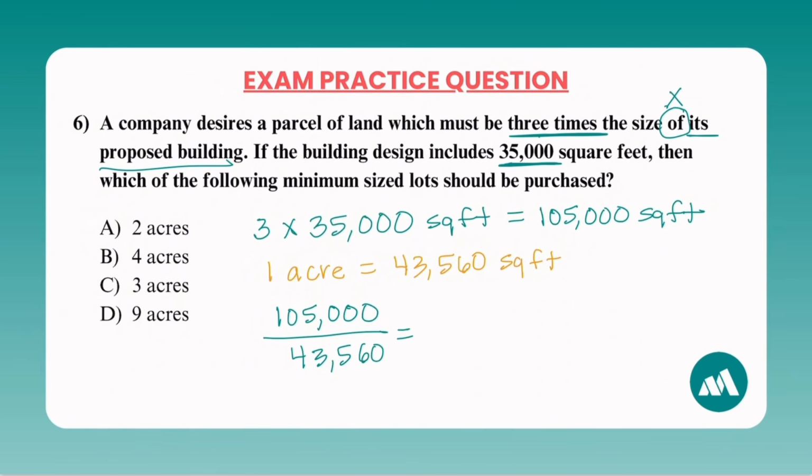That is going to equal a total of 2.4 acres. So in order for this building to fit in this lot, we need at least 3 acres of land. So the answer to this one is C.